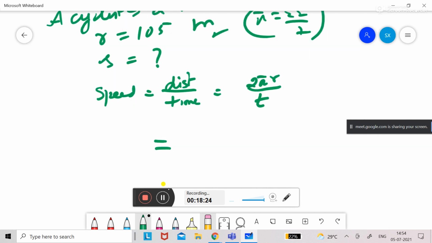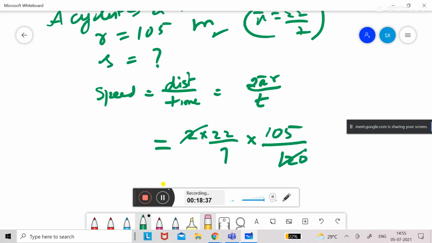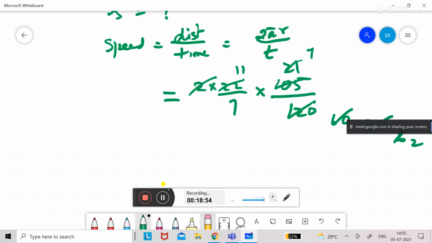2 into 22 by 7 into 105 divided by 120. How will you cancel? In the 2 table, you cancel here, 60 you will get. Then in the 2 table you cancel here, you get 30. Then in the 5 table, 21 and 6. Then in the 3 table, 7 3s are 21, 7 2s are 14. So what is the answer? 77 by 14. Am I right?